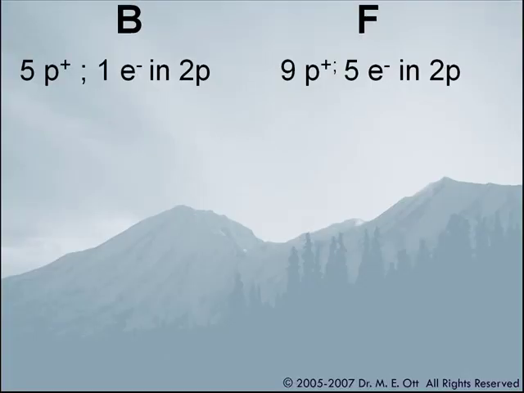In the case of boron, we have 5 protons and 1 electron in that 2p orbital, whereas in fluorine we have 9 protons and 5 electrons in the 2p. Now the electrons in the same orbital do not shield each other that much, and so because the fluorine has 9 protons, all of those electrons, including the valence electrons, which again, we're talking about atomic radius, so we're only concerned about the valence electrons, those valence electrons in the fluorine are more attracted to the 9 protons in its nucleus. So in this case, fluorine is the smaller of the two atoms.